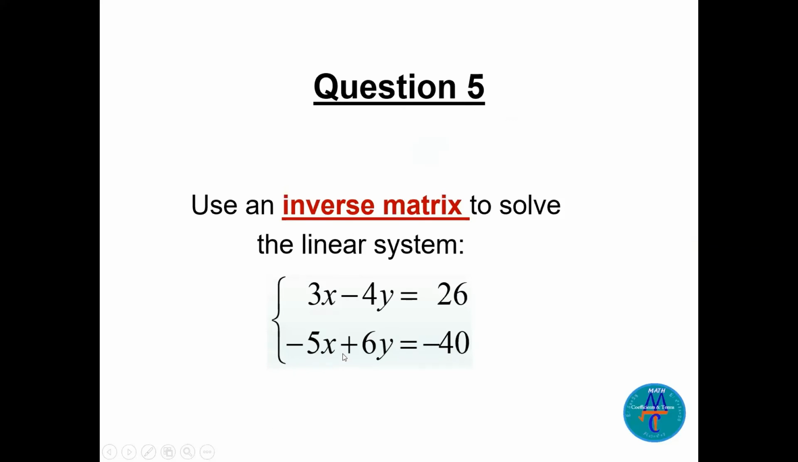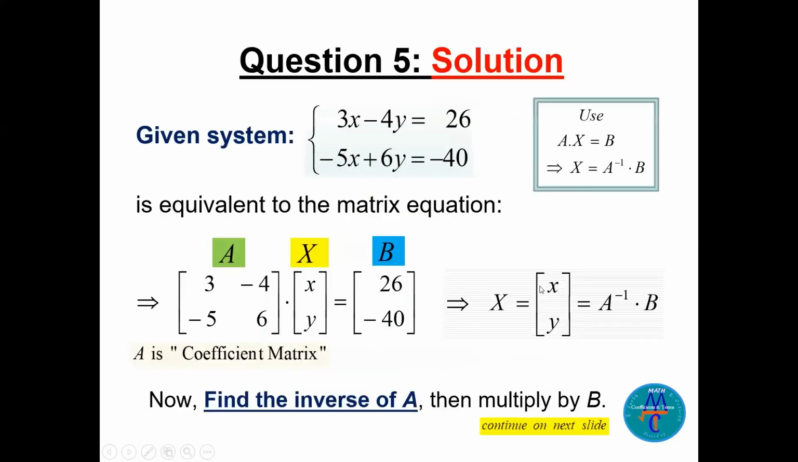Question number 5 is a straightforward question. Use an inverse matrix to solve the linear system. We have 3x minus 4y is equal to 26, minus 5x plus 6y is equal to minus 40. We need to find the point of intersection x, y, but we have to use this method, the inverse. So we can write the matrix equation here, 3, minus 5. Make sure all the x will line up, all the y will line up, minus 4 and 6, times x, y is equal to 26, minus 40.